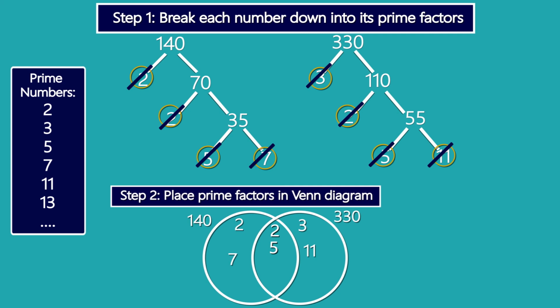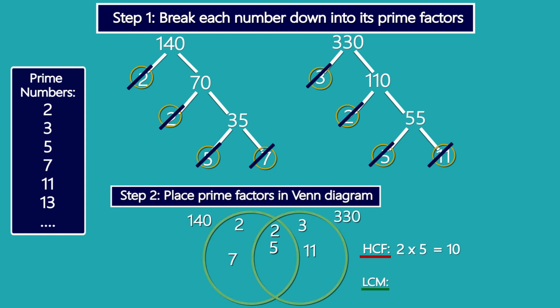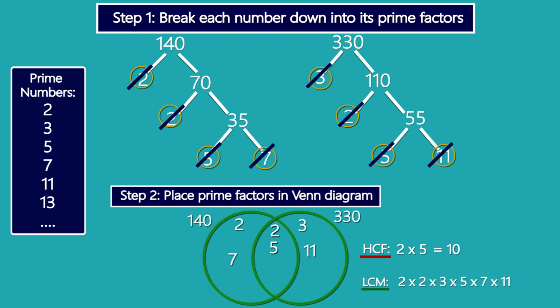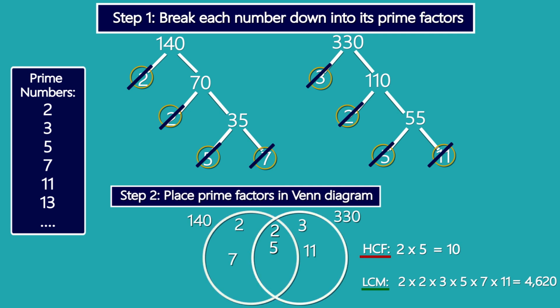Now, as with all the previous steps, to find the highest common factor, I multiply together all the numbers that are in the intersection. So here that's 2 times 5, which gives me 10. And also to find the lowest common multiple, I can go through and multiply all the numbers that are in my Venn diagram. So this is 2 times 2 times 3 times 5 times 7 times 11, which is 4,620. And that is the lowest common multiple of 140 and 330.